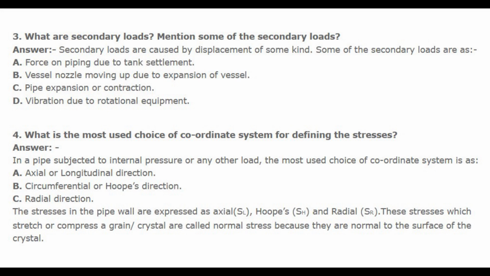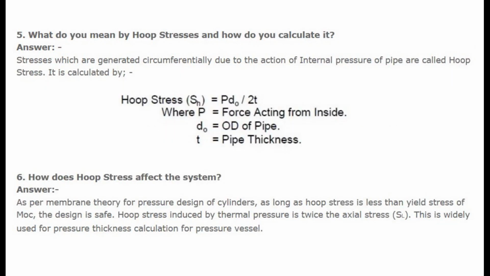These stresses which stretch or compress a grain/crystal are called normal stress because they are normal to the surface of the crystal. Number 5. What do you mean by hoop stresses and how do you calculate it? Answer. Stresses which are generated circumferentially due to the action of internal pressure of pipe are called hoop stress. It is calculated by the equation.